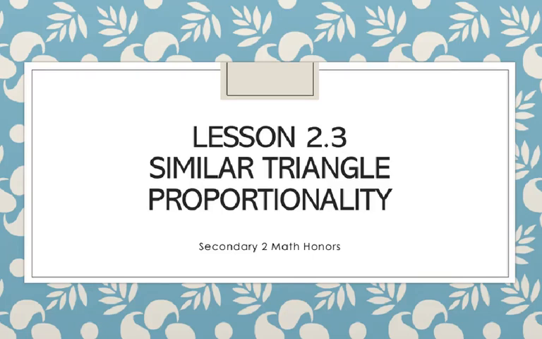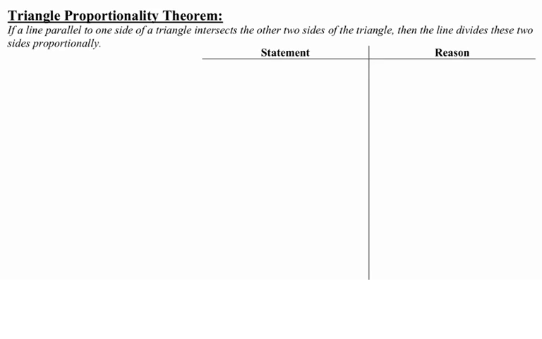This is lesson 2-3 for secondary 2 math, and today we're going to talk about the similar triangle proportionality, specifically a couple of theorems that work with similar triangles. The first thing that you see on your notes is the triangle proportionality theorem, and it says that if a line is parallel to one side of a triangle and intersects the other two sides of the triangle, then the line divides these two sides proportionally.